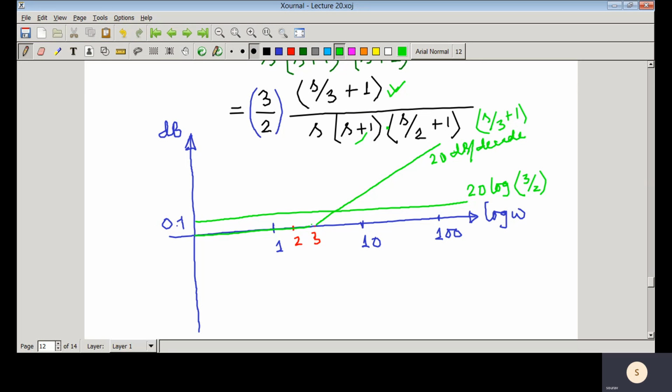And this is that factor, that is s by 3 plus 1. So now for this factor, or first we say that this factor, say s, and for s there would be a slope as that is in the denominator. So this is that slope, that is minus 20 dB. So this is for s, the slope is minus 20 dB per decade.